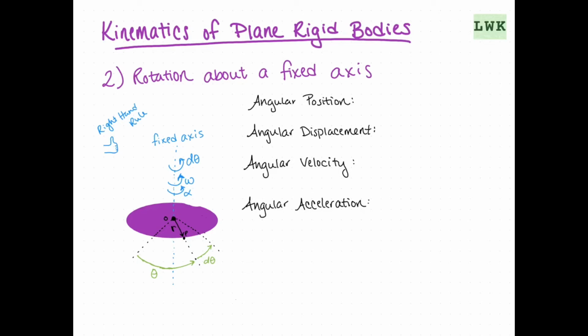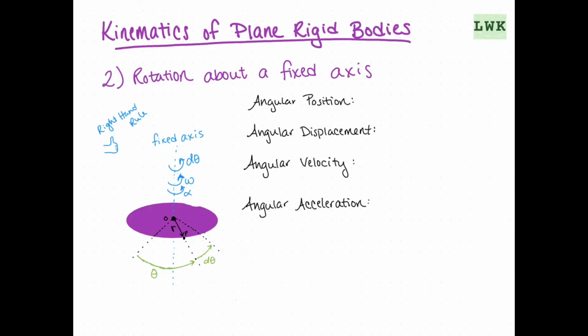So let's look now at this picture on the left. We have a purple plane rigid body rotating about a fixed axis. And we're going to use our right hand rule, and that's going to determine our positive and negative direction. Let's start defining some of the things we have here.